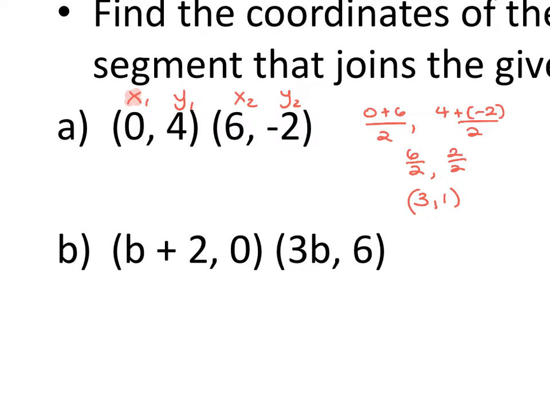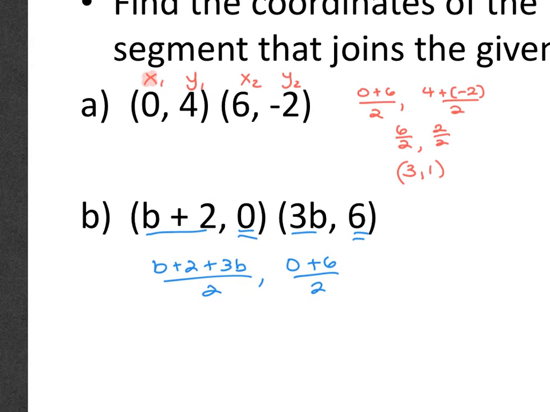How many of you just looked at B and said, why are there letters there? Okay. It's still the same process, right? It's just that there are letters there. So I'm still going to add these two together. So b plus 2 plus 3b all over 2. And then add these two, right? So 0 plus 6 divided by 2. So combine your like terms. 4b plus 2 over 2.